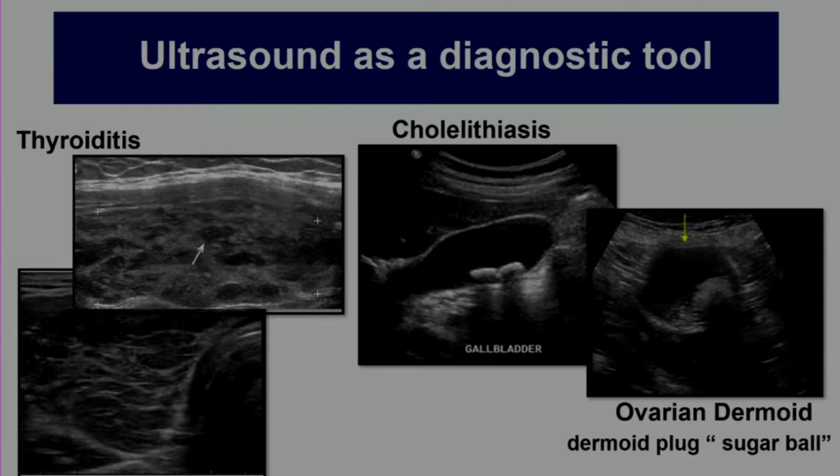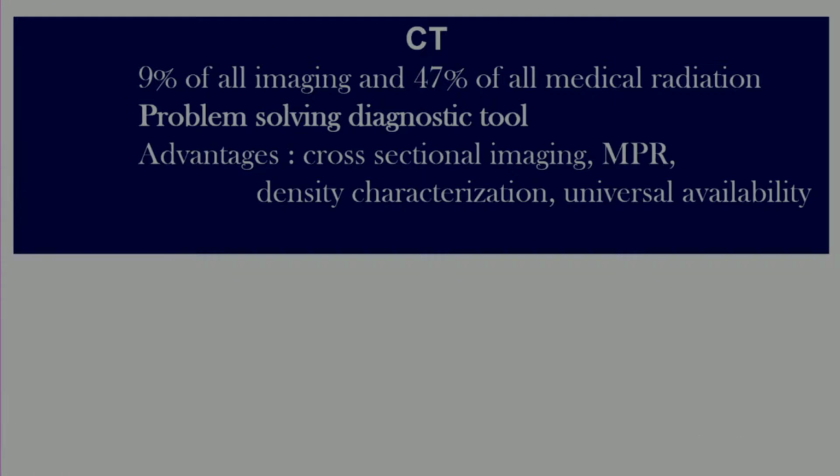So these are some of the pictures of diagnostic tools. So this is thyroiditis. You see micronodulation in the thyroid, which has led to a chronic fibrotic stage with fibrotic stranding. And gallstones, I don't have to elaborate on that. And this is an interesting case, ovarian dermoid, giving this dermoid plug or sugar ball appearance. There's no differential diagnosis for this. So this is an ovarian dermoid. So that is diagnostic on ultrasound.